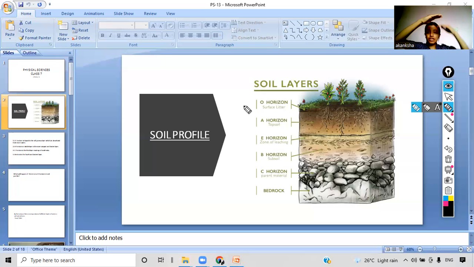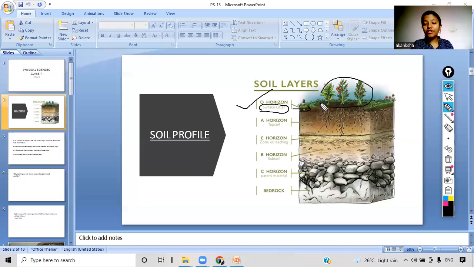The topmost layer of the soil is called which horizon? The O horizon, right? As you can see, the name given to the O horizon is surface litter. So this is the O horizon, the uppermost layer. What you can see on the uppermost layer of the soil is that plants are growing on it, right? So this is one of the very important functions of the upper layer of the soil.